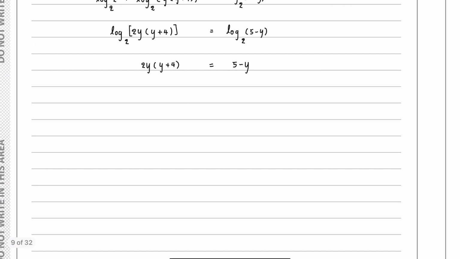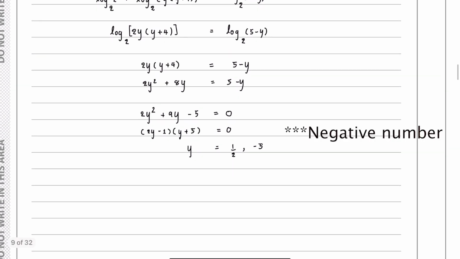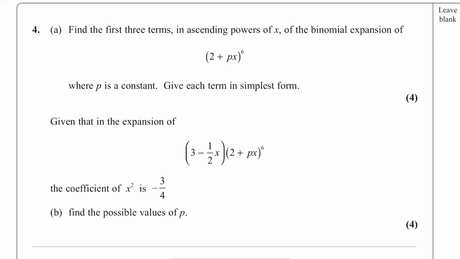Now without log, we can simplify this equation and solve for y. This one will be 2y squared plus 8y equals 5 minus y. And we move everything to the left hand side. So we have 2y squared plus 9y minus 5 equals 0. So we factorize it. It will be 2y minus 1 times y plus 5. So y will be 1/2 or -5. And since inside a log it cannot be negative, y cannot be -5, so the only answer is 1/2.